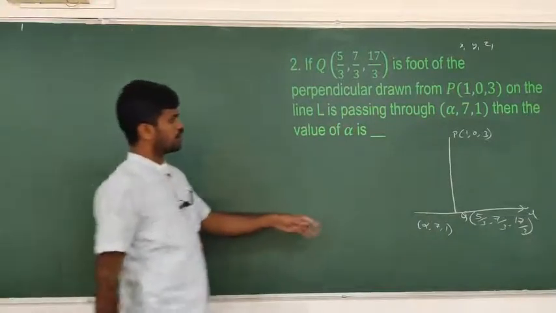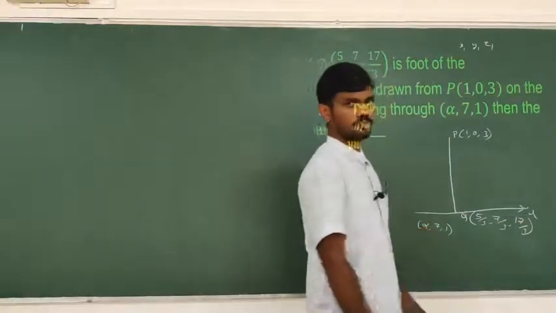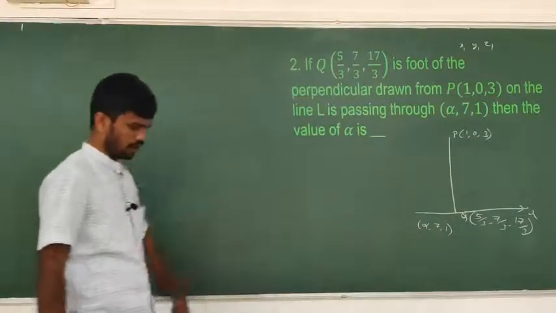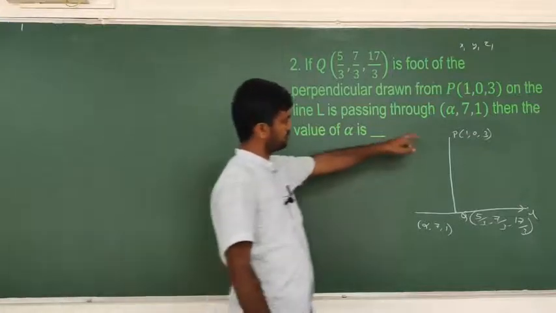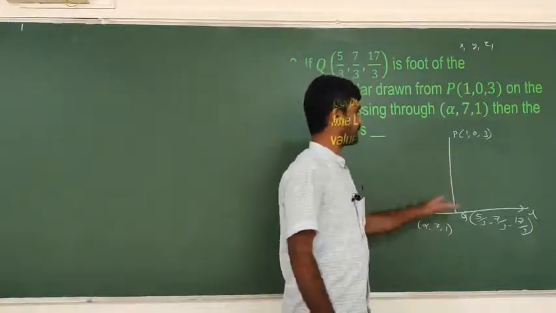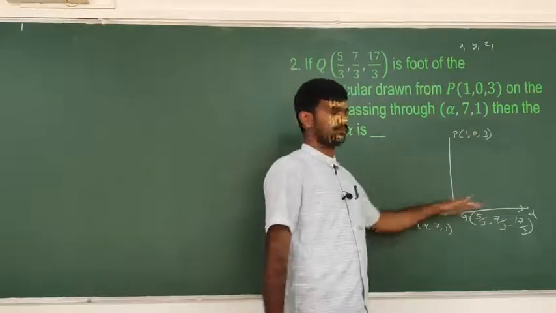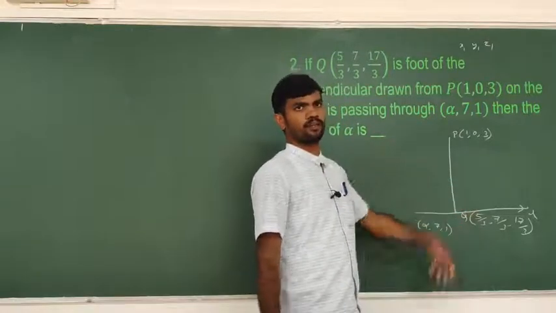Then, to find the value of alpha. Now our aim is to find the value of alpha. So here PQ is perpendicular to line L.